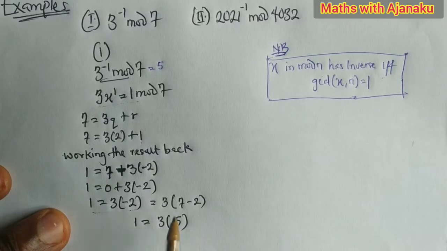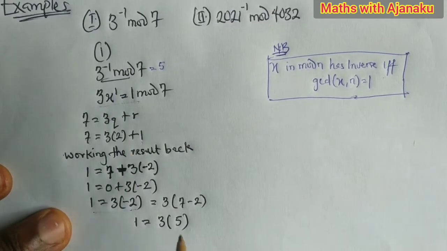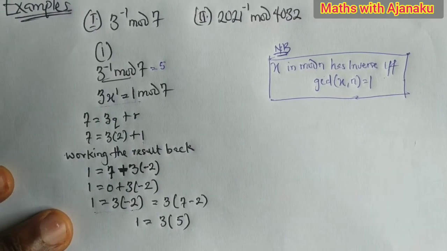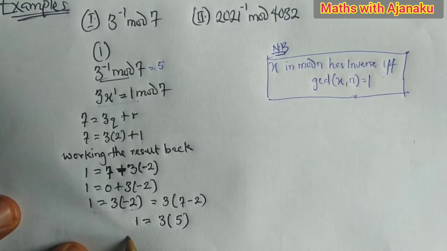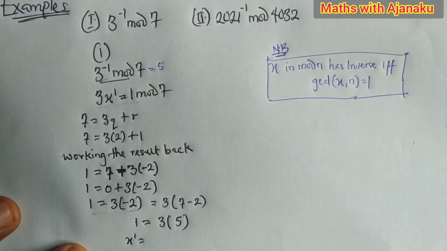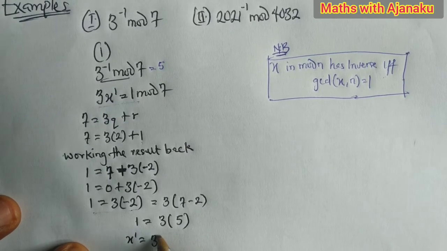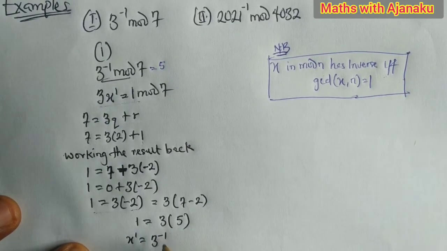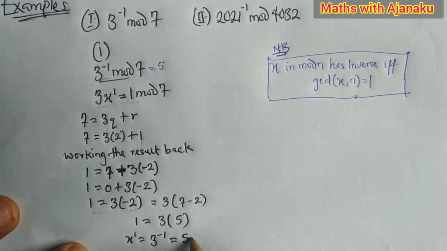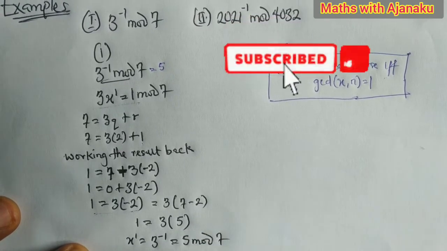Comparing the two results we've gotten, comparing this with this, we can now conclude that our x prime, which is the inverse of 3, is equal to 5 modulo 7. I hope that is clear.